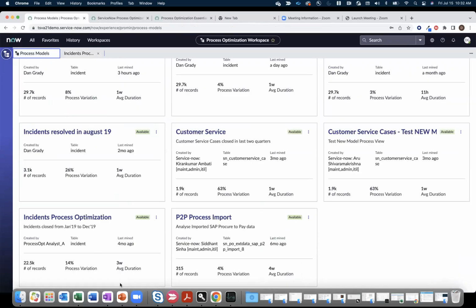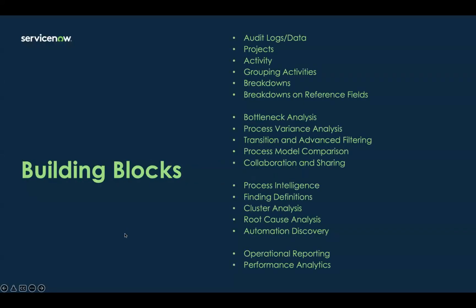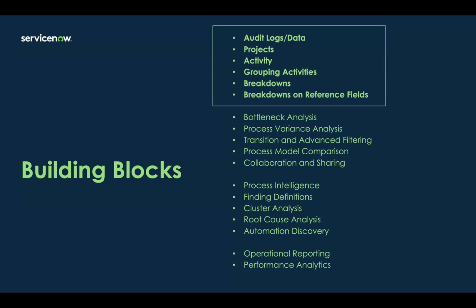All right, switching back over here to the slide. So what we'll be focused on here, these are all the different, what I call building blocks of process optimization on the platform. So today, we're just going to focus on those ones at the top, which are really the ones that we need when we're creating a model. And then in future sessions, we'll dive into some of the more analytical pieces that you see on the list at the bottom.